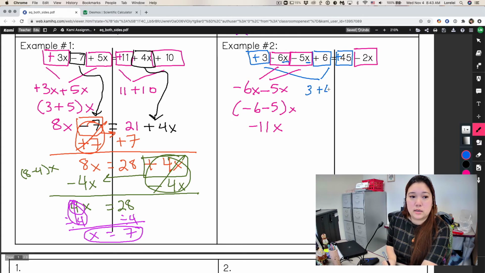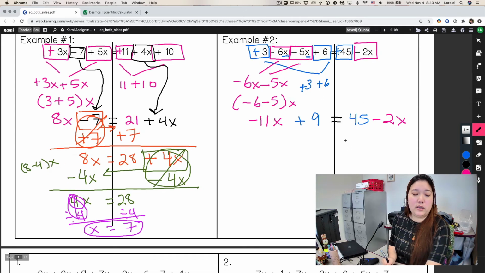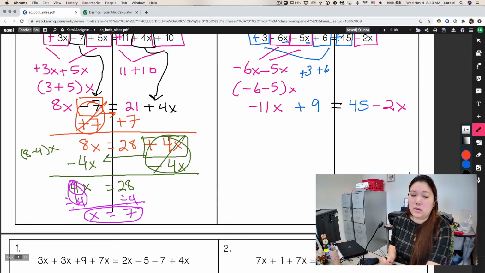3 plus 6 gives us 9. This is a positive 9, so that means when we bring this down, it's plus. Then over here on the other side, we just have 45 minus 2x. Didn't do anything to them because there's nothing to combine. Okay, now we have our simplified equation, and we can start solving it. So our first step is to move constants to the right. So we need to get rid of this 9. It's a positive 9, so I subtract.